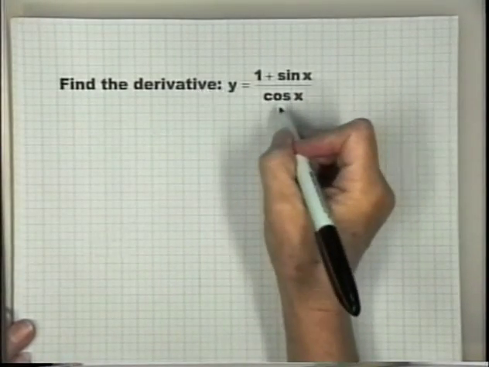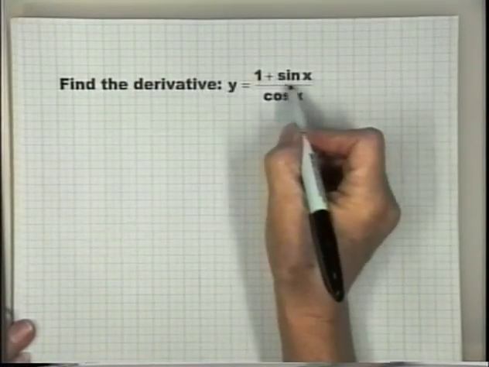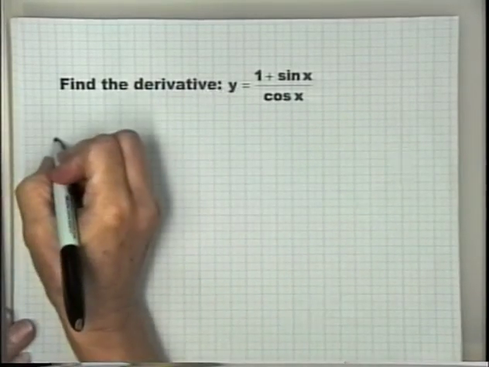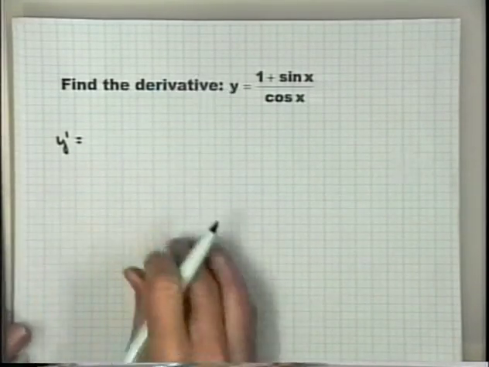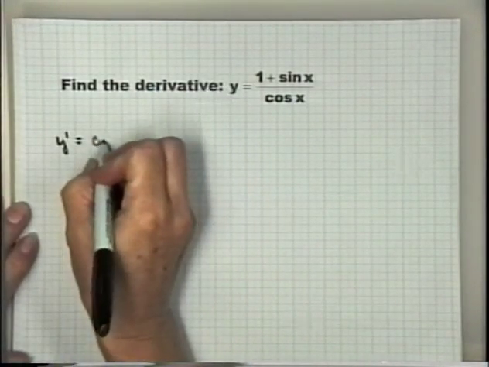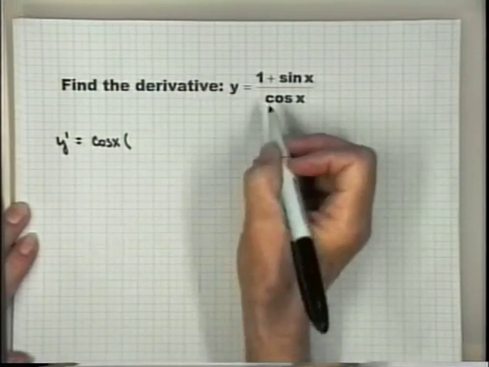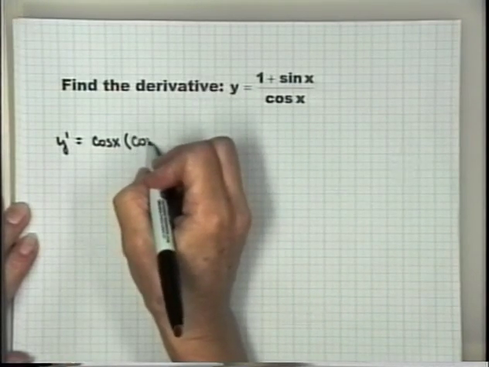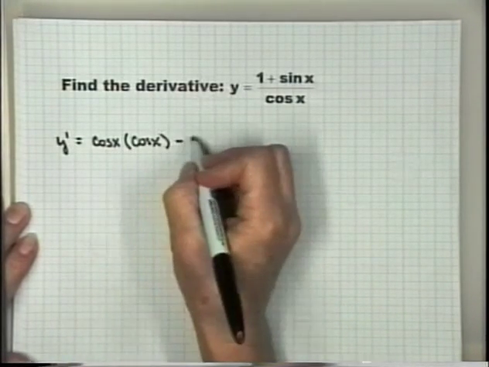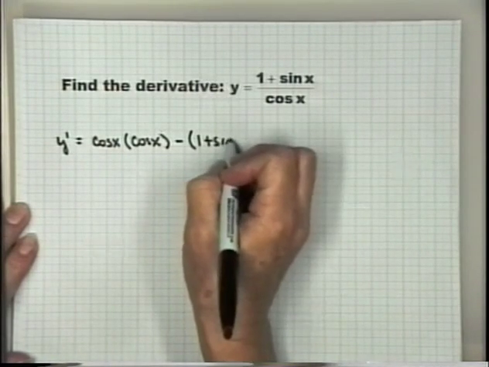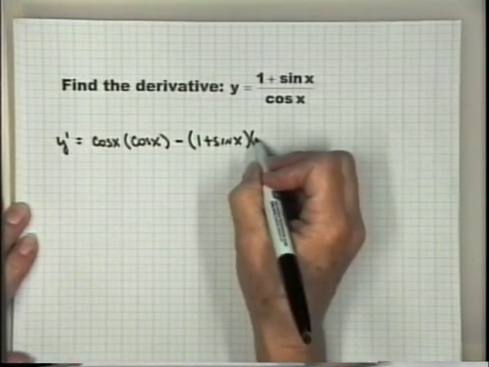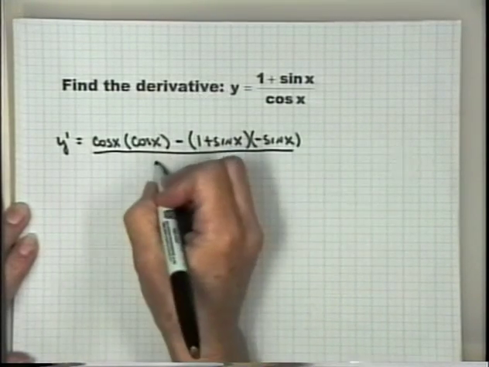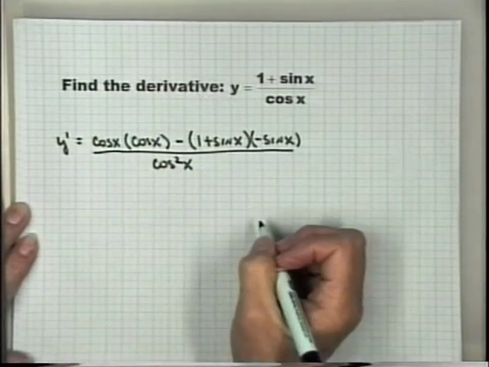If we leave this like it is, 1 plus sine x divided by cosine x is a quotient of two functions. So if I simply follow the quotient rule here, let's take a look at it. Denominator cosine x times the derivative of the numerator, which is cosine x, since the derivative of 1 is 0 and the derivative of sine is cosine, minus the numerator, 1 plus sine x, times the derivative of the denominator, which is negative sine x. All of this is over the denominator squared, cosine squared x.